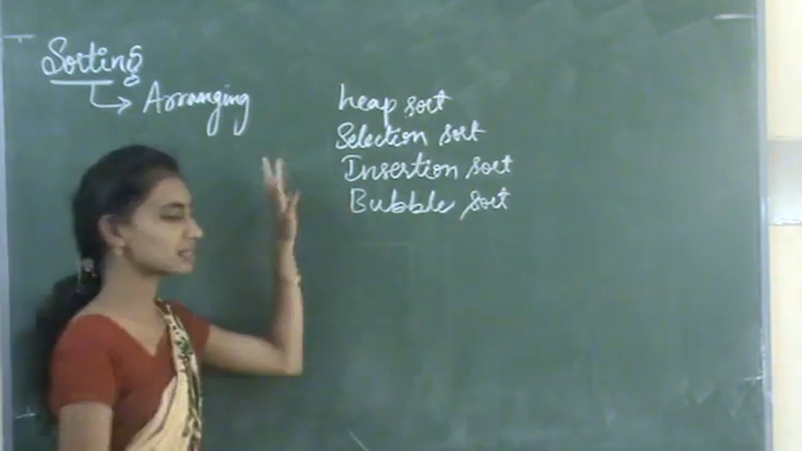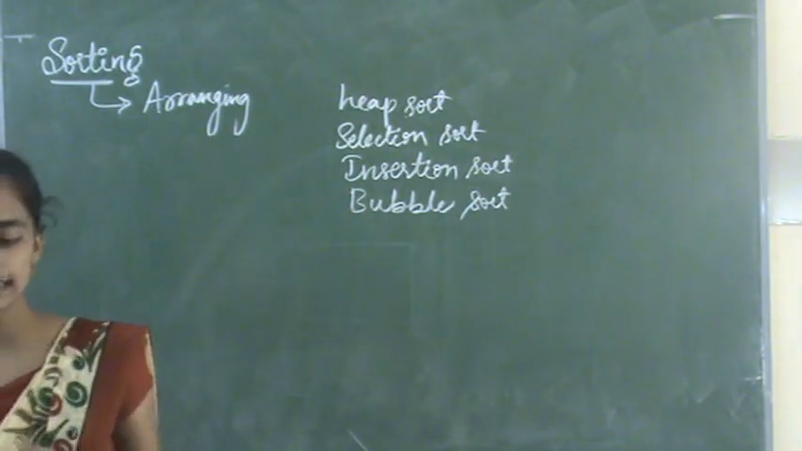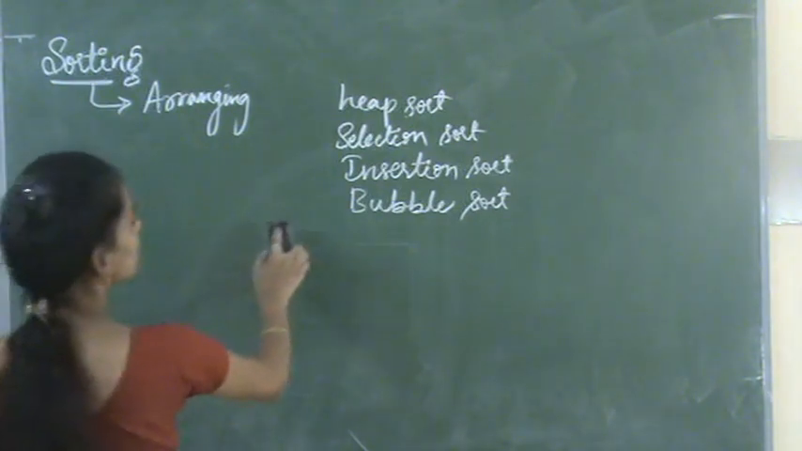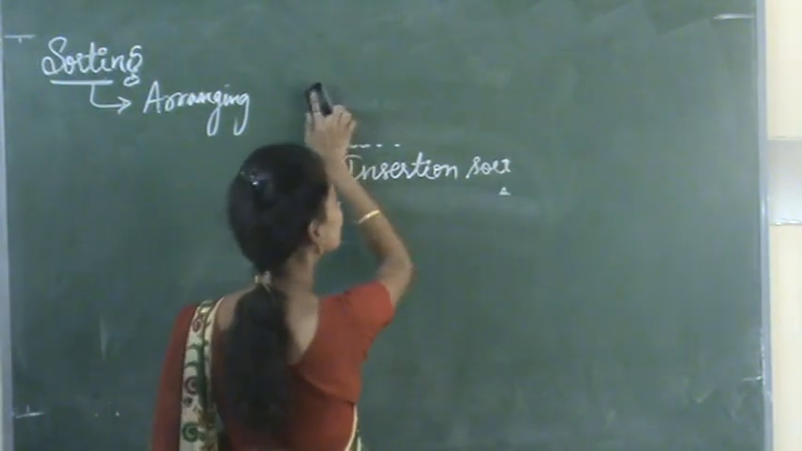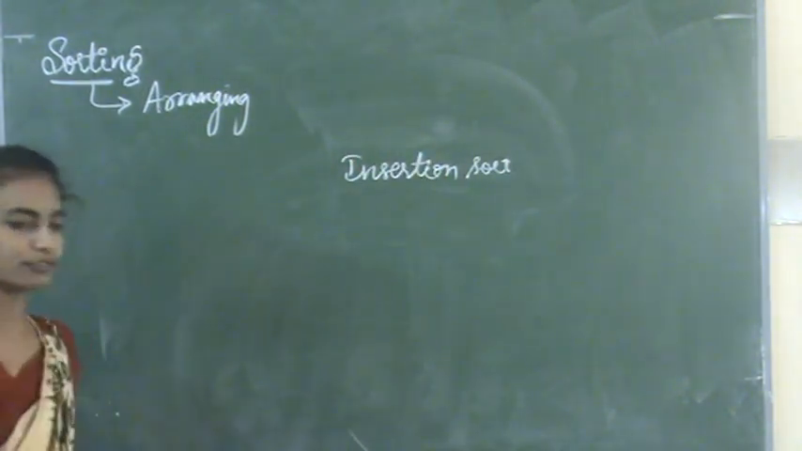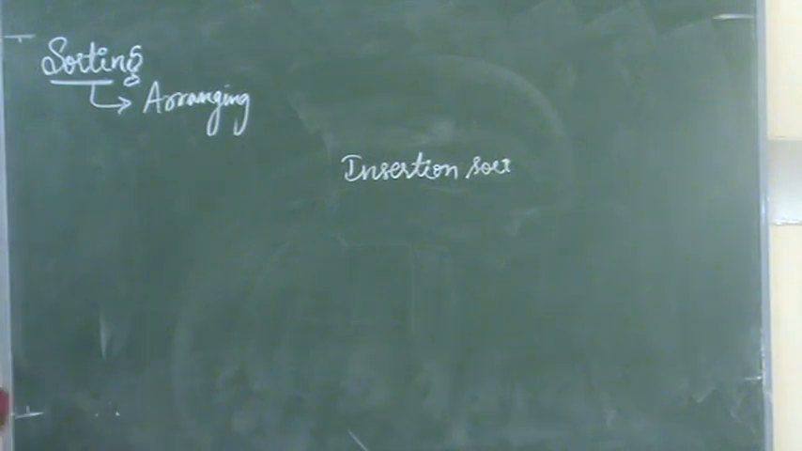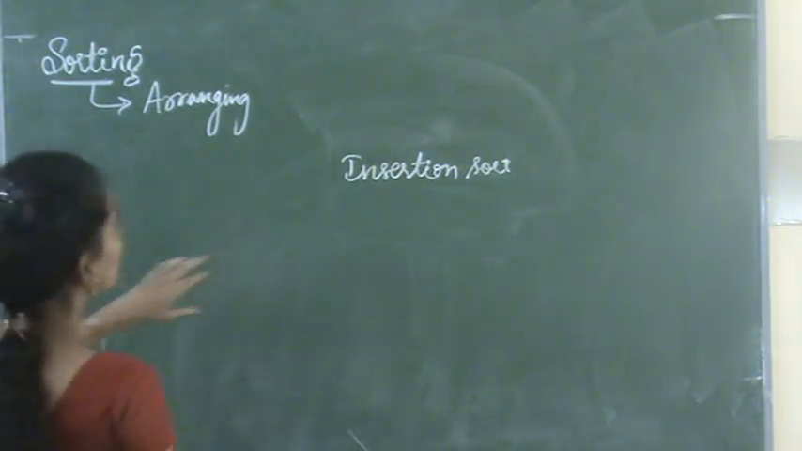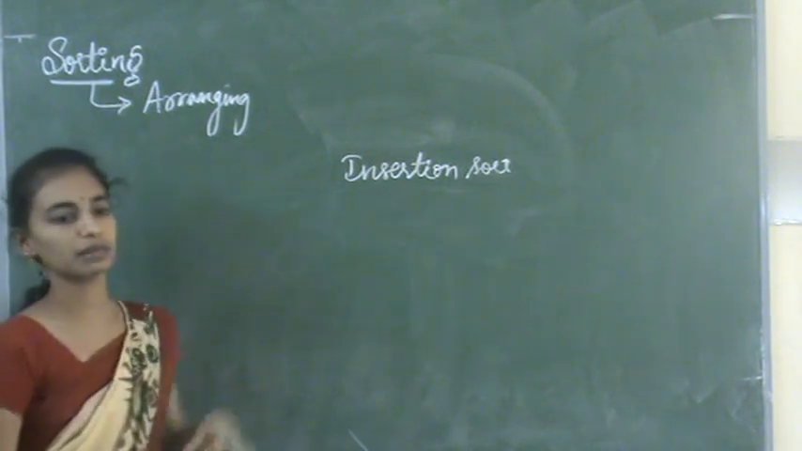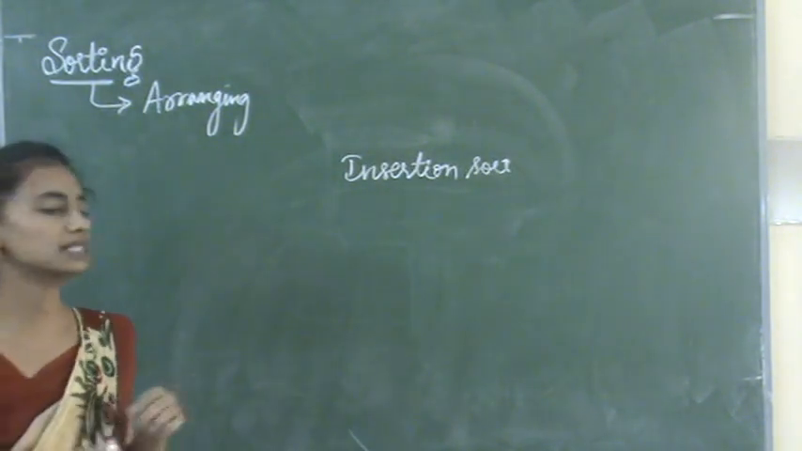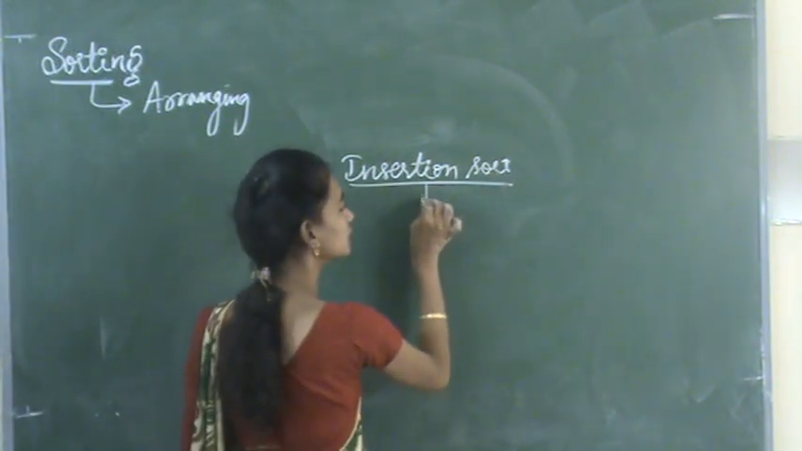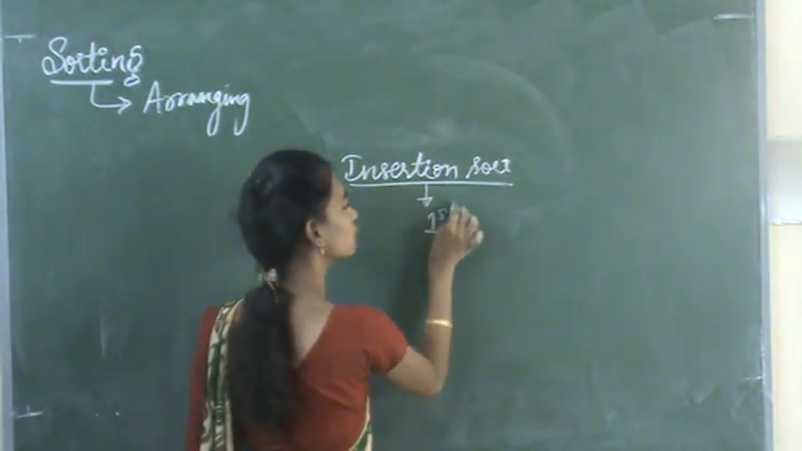So these are some of the different sorting algorithms we have. In second year we are studying insertion sort. Bubble sort you studied in first PUC. So what is meant by insertion sort? In insertion sort, first it will consider the first element to be sorted.